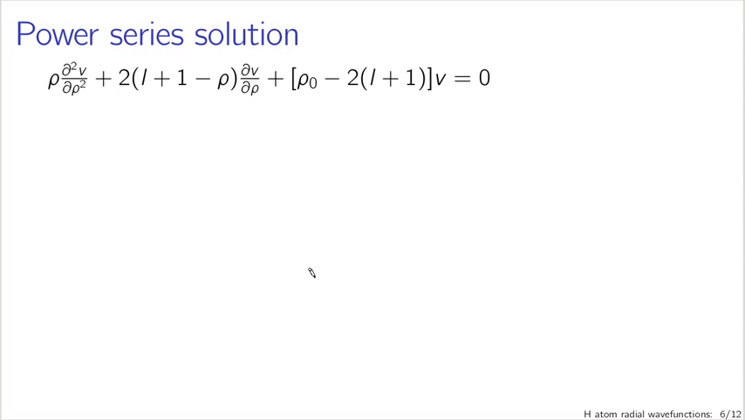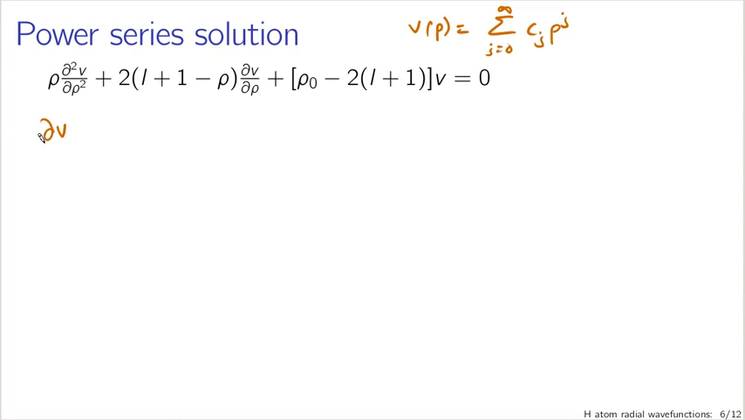The power series solution that we're going to use is the same as the power series solution that we used in the context of the quantum harmonic oscillator. We're going to guess that v of rho can be expressed efficiently by a sum from j equals 0 to infinity of c sub j rho to the j. This is our guess. We can substitute that guess directly in for the v here, but we also need a first derivative and a second derivative. So let's go ahead and calculate those derivatives.